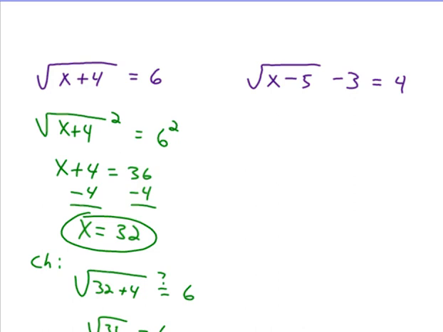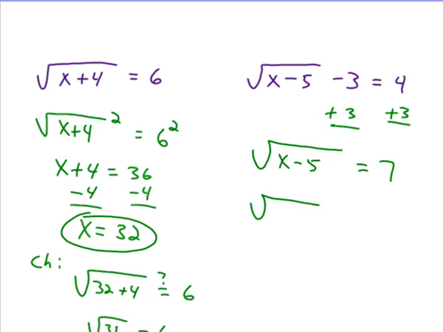Now, you notice one of the criteria on the first page said that we want to always isolate the term with the radical in it as our first step. So before I square both sides here, what do you think I should do? Add 3 to both sides, okay? That's a key step there. So I get root x minus 5 equals 7.